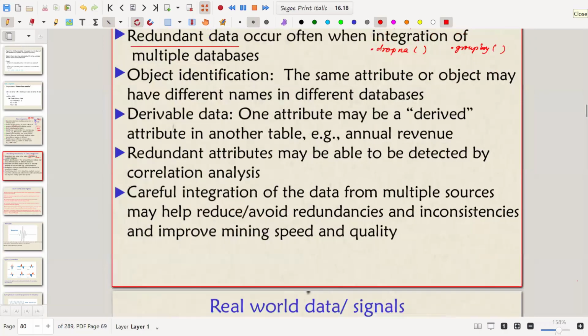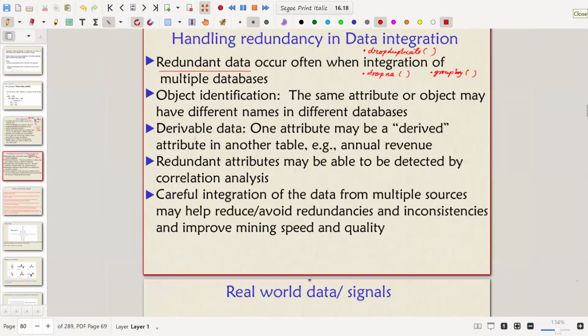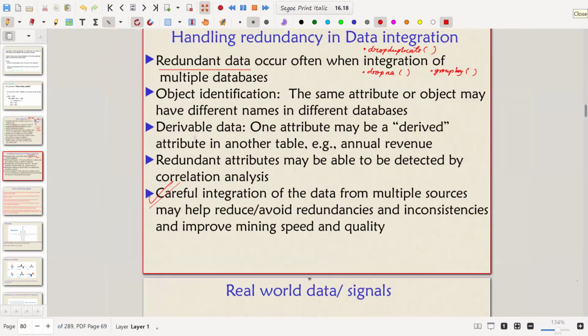So the same things are repeated here. You are getting data from multiple sources again and again, so you reduce and avoid redundancies and inconsistencies in your data.